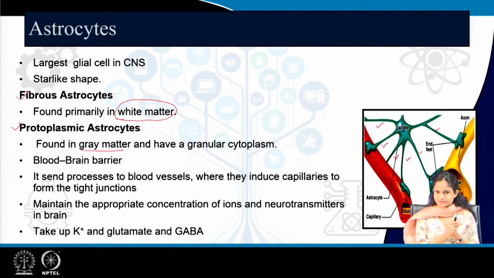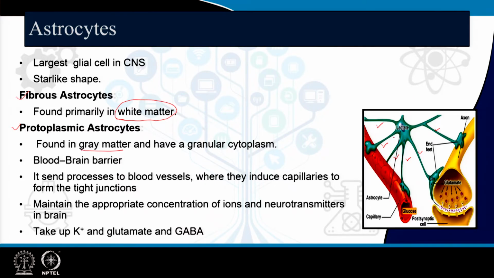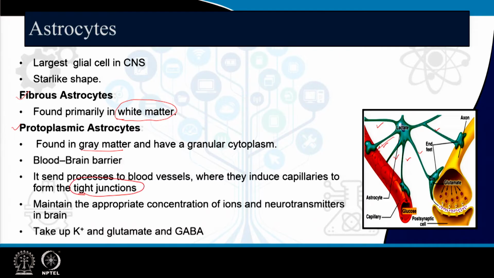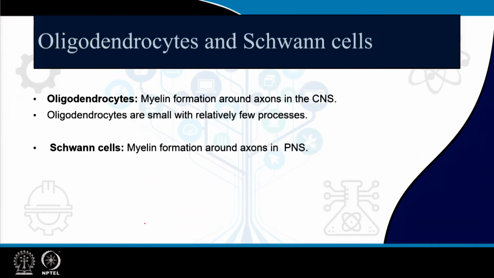Now, the main function of these astrocytes is, as you can see, they send these foot processes to blood vessels. Any blood vessels or any blood capillaries, they send these foot processes, and they induce the capillaries to form tight junctions. These tight junctions play a very important role in forming the blood-brain barrier in our central nervous system. Other functions of these astrocytes are they maintain the appropriate concentrations of the ions and neurotransmitters in the brain. They take up various ions, mainly the potassium ions, the glutamate and the GABA.